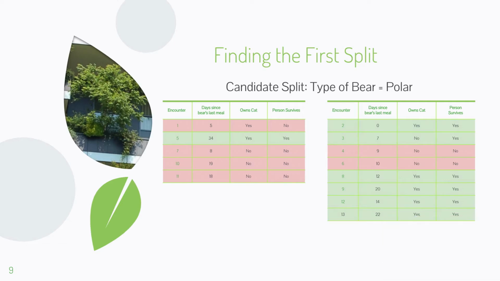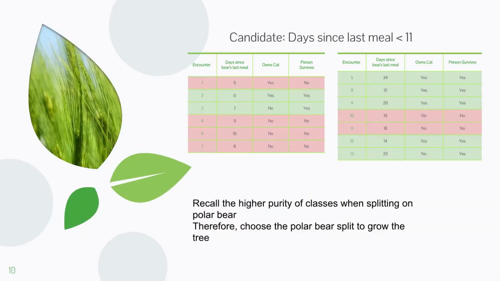So here's a sample of a split on our original data set. The bear type of polar bears are on the left, the non-polar bears are on the right, and I've color-coded the classes. As you can see, this does a pretty good job of splitting the data. We have 1 misclassified one on the left and 2 on the right. So there's a little bit more work to do. This is another split candidate. It's the days since the last meal being less than 11. This split is not quite as good. The left data subset here is not as pure as the one before. So we're going to go with the polar bear split.